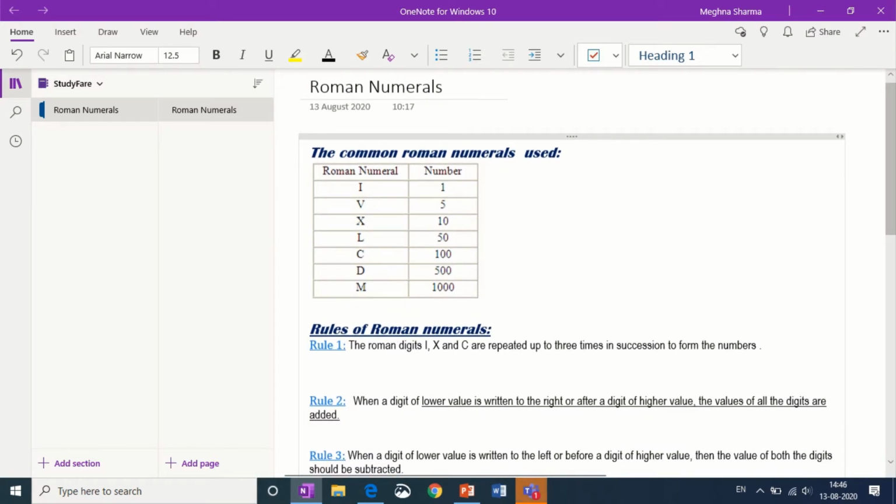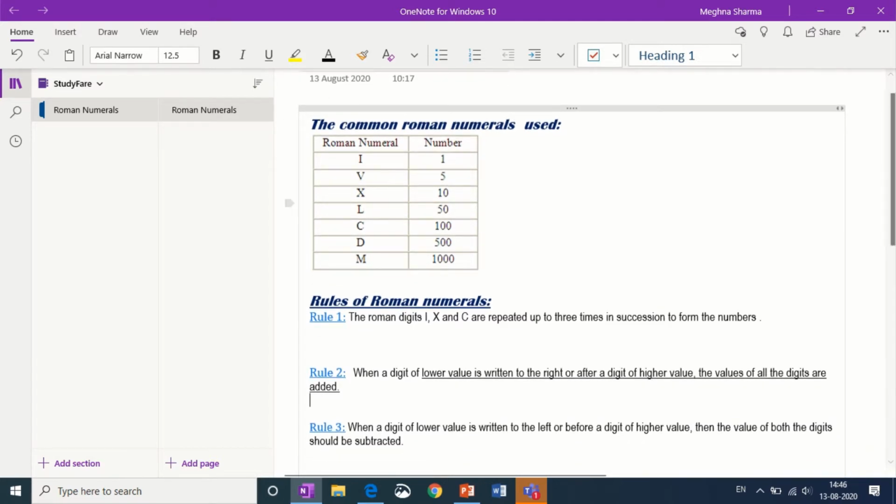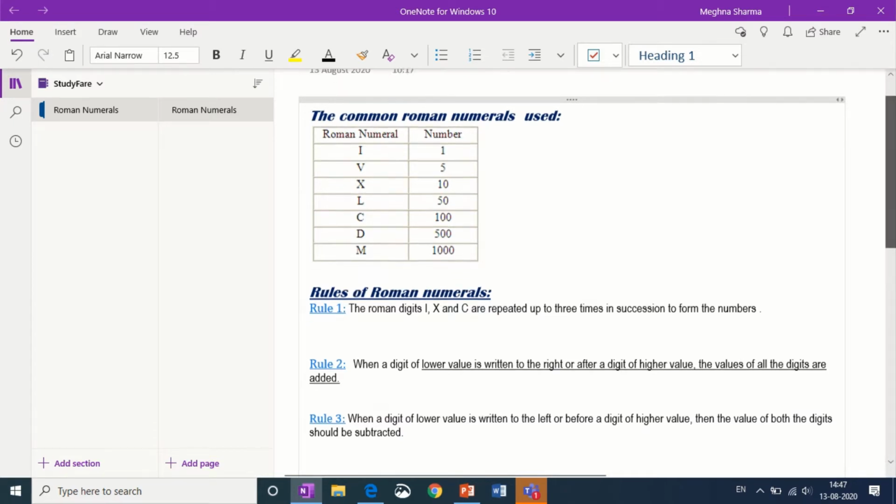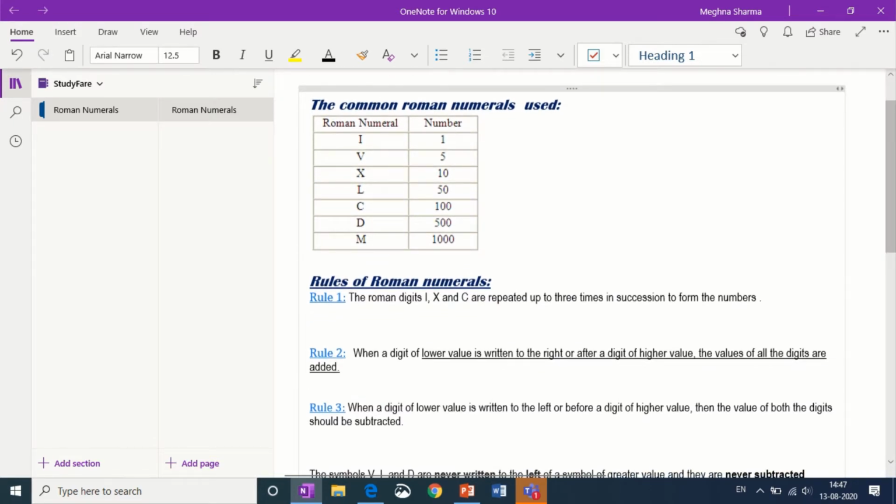Now, these are the common Roman numerals. If you remember these, you can know how to form other Roman numerals. Mostly only these letters are used for forming Roman numerals. Now let's see. I represents 1, V represents 5, X represents 10, L represents 50, C represents 100, D represents 500, and M represents 1000. You have to remember this because these are very important to form Roman numerals.